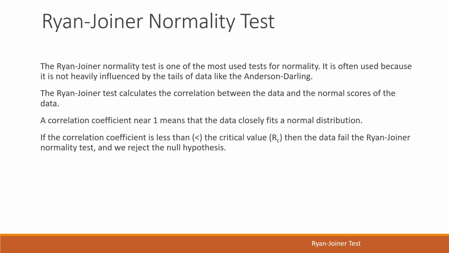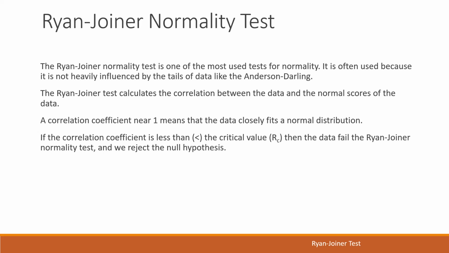So what the Ryan-Joiner does is it actually calculates a correlation between each data point and its normal score. So it calculates a correlation coefficient. And if the correlation coefficient is less than the critical value, then the data fail the Ryan-Joiner normality test, and we reject the null hypothesis.